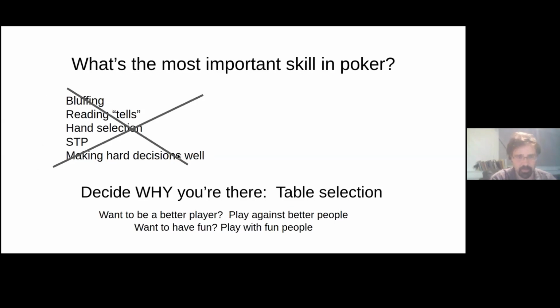This is the opposite of what you want to be doing in a poker game: you want to avoid hard decisions. But I think the most important skill is table selection. You can literally be the 10th worst poker player in the entire world, and if you happen to be sitting at a table with 9 people worse than you, then you can win that game. But that might not be why you're there. People aren't all there just to grind out a few dollars, of course. If you're there to be a better player, then you should probably be playing against better people, like any game of skill. And most people want to have fun, so play with fun people.